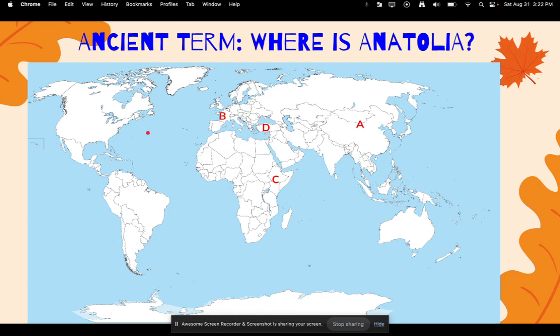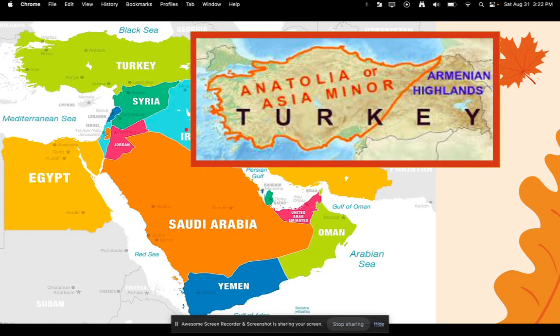Where is Anatolia? Yep, Anatolia is going to be located within the Middle East. We talked about the Middle East before. Specifically, Anatolia is what is the majority of Turkey today. Here's a more modern map. You can see here's the country of Turkey. Anatolia is going to be this big landmass highlighted in orange.